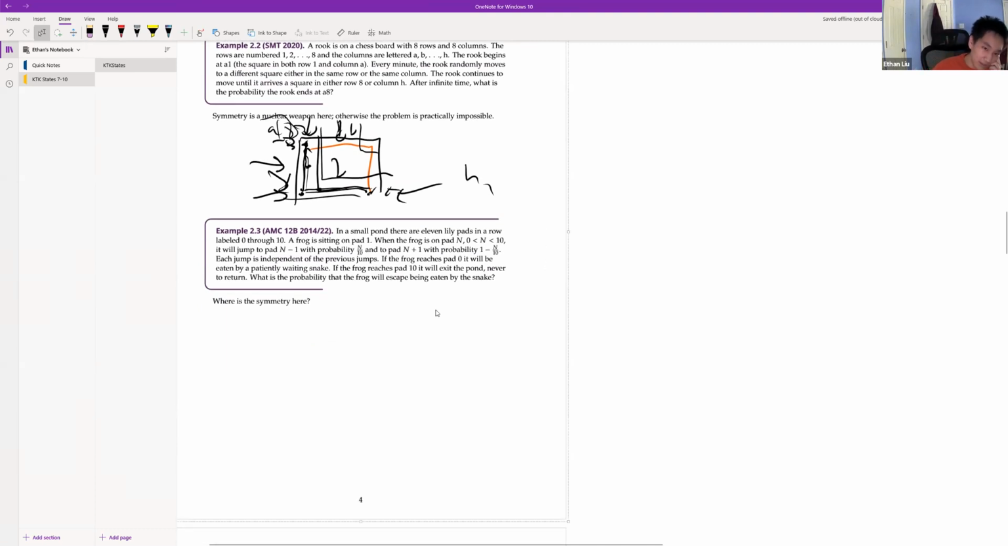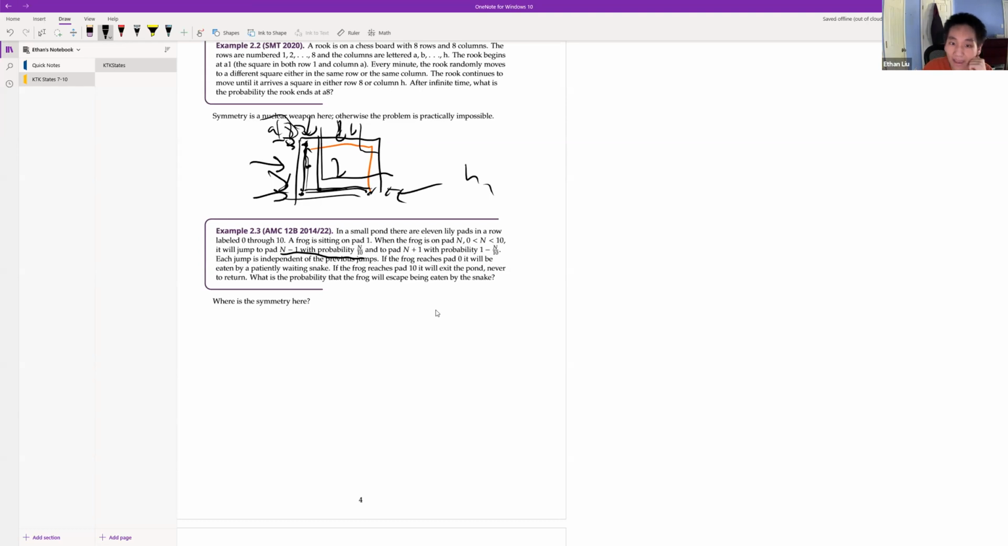Okay, so this problem: there is a small pond with 11 lily pads in a row labeled 0 through 10. Do not draw all the lily pads; there are too many, and you do not need to draw any of them. So the first thing we know is that from pad n the frog goes to n minus 1 with probability n over 10, and goes to n plus 1 with probability 1 minus n over 10, right? If it gets to 0, it dies. If it goes to 10, then it leaves and it wins. That's our win condition.